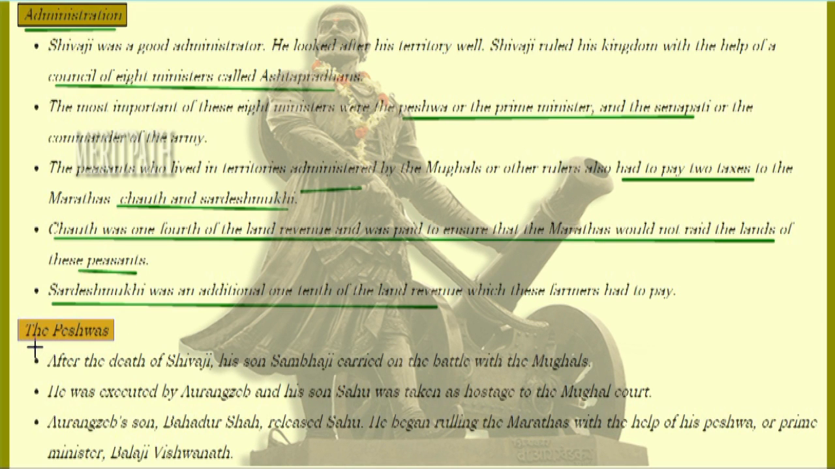So people were usually farmers. They had to pay 2 types of taxes to the Maratha rulers. They were known as Chauth and Sardeshmukhi. Chauth means 1/4 of the land revenue and Sardeshmukhi means 1/10 of the land revenue.